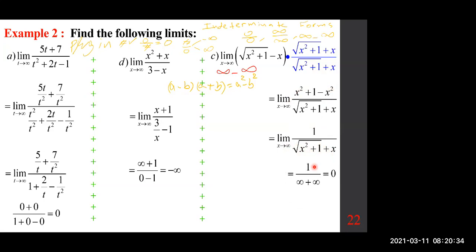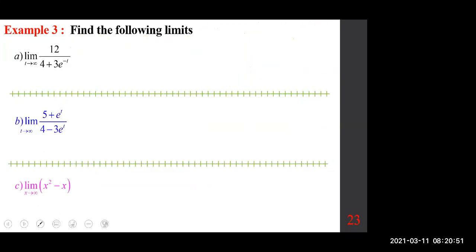Now, it's important for you to know, because it's infinity minus infinity originally, doesn't mean we always get 0. Sometimes we get infinity, sometimes we get negative infinity, sometimes we get a different number. You have to work it out. All right. In this case, we just plug in.